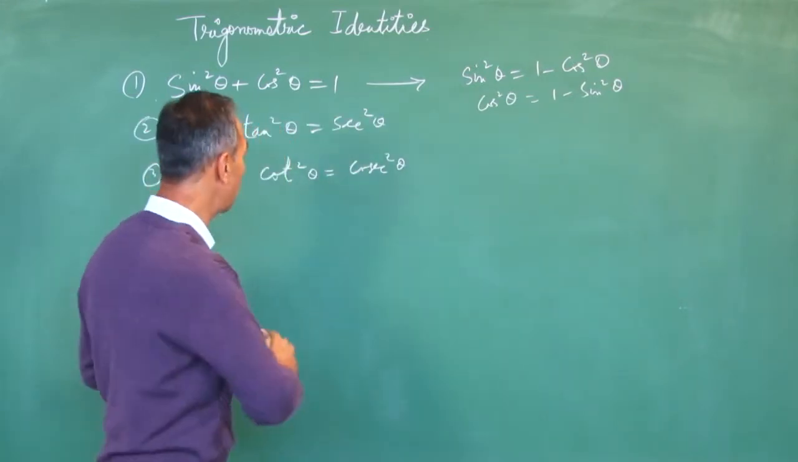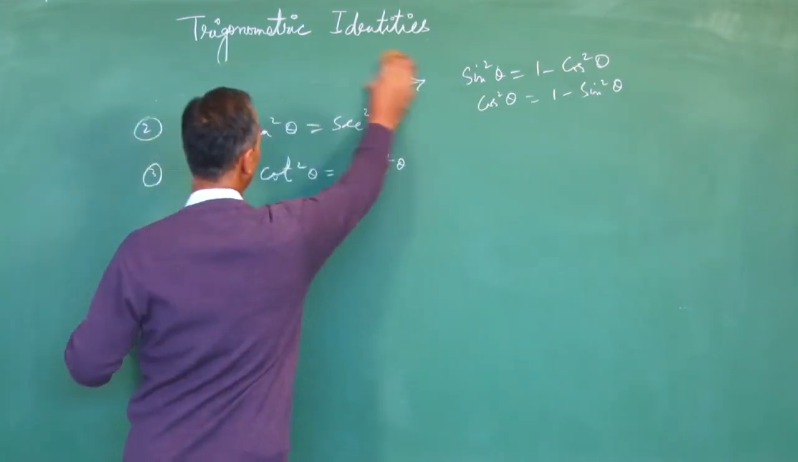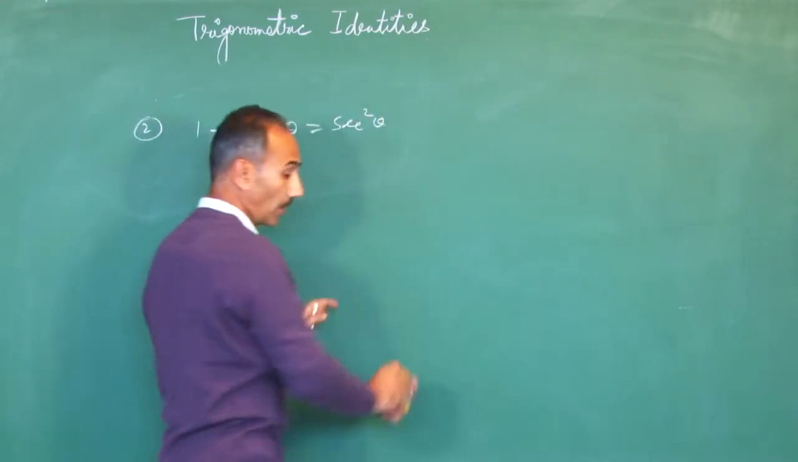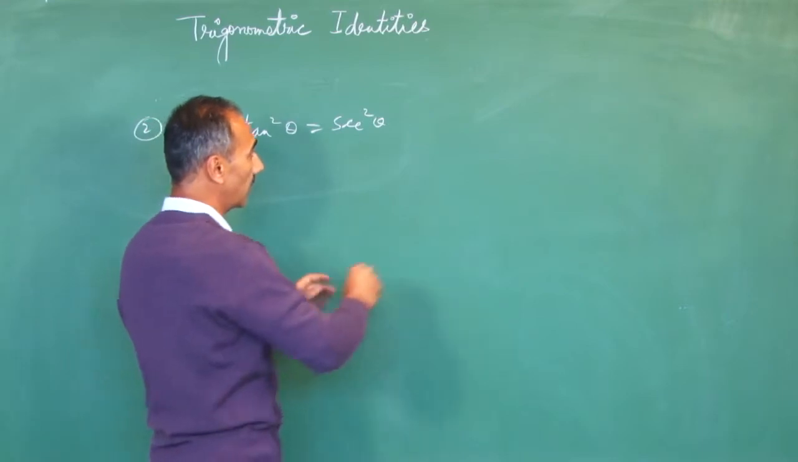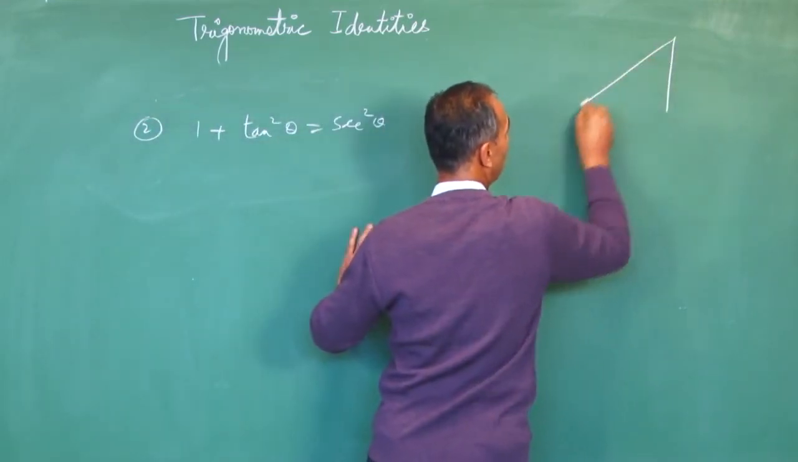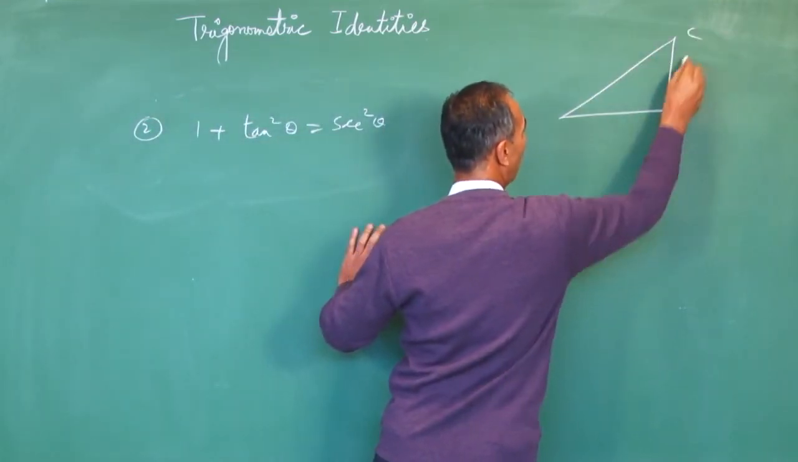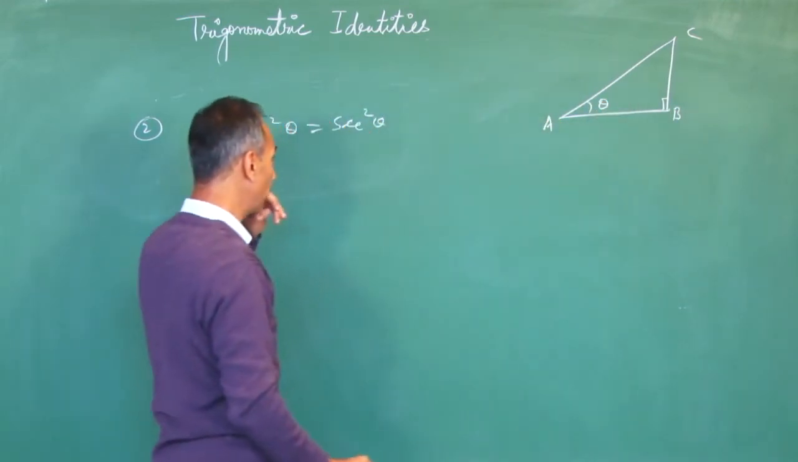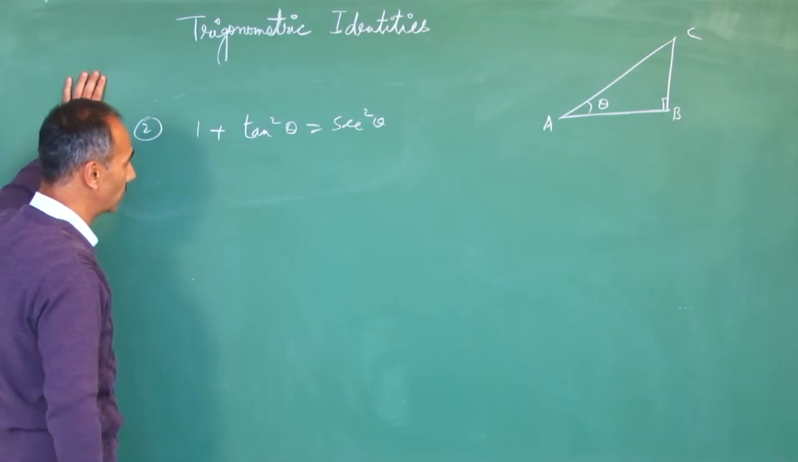Maybe you have forgotten. So first is already done. Now let's take 1 plus tan square theta is secant square theta. So we will take a right angle triangle as usual. This is my right angle triangle ABC. Right angle at B. Let me take this as theta. So we have to prove 1 plus tan square is secant square theta.